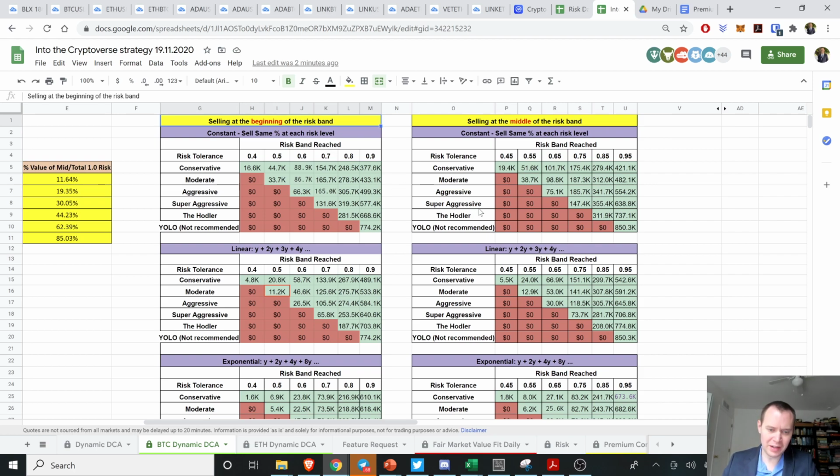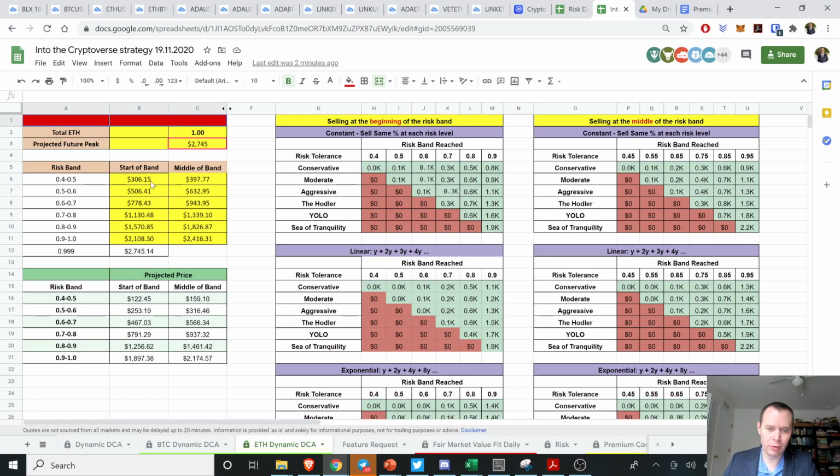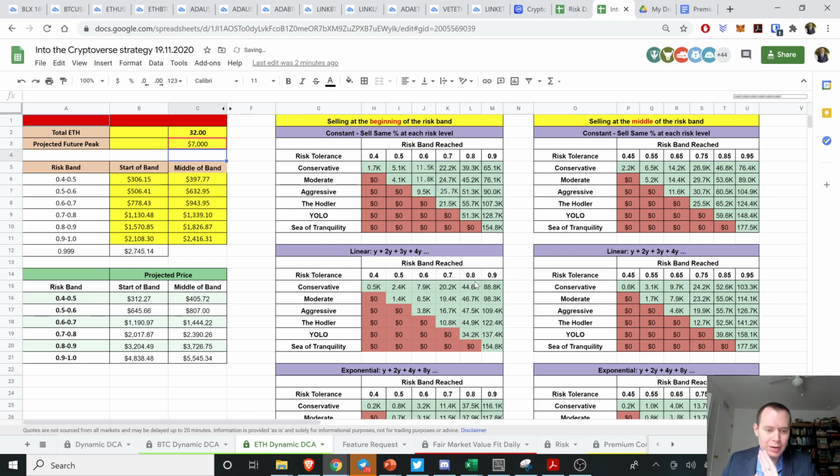So slightly different approach. Same thing applies for Ethereum. You can do the same thing for Ethereum. You could put in the amount of Ethereum you have. Let's suppose you have 32, and let's suppose the future peak is, let's say, $7,000. You can figure out the different theoretical amounts of money you would be selling it for if you were to follow the various approaches.